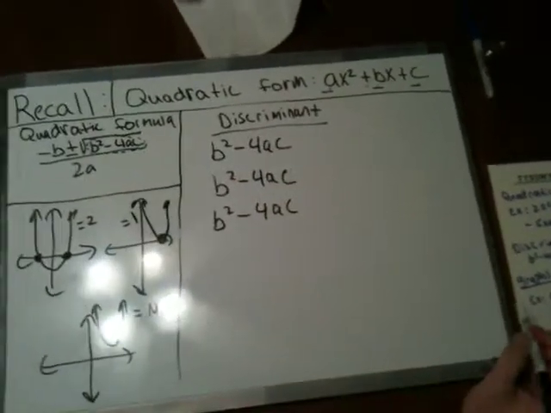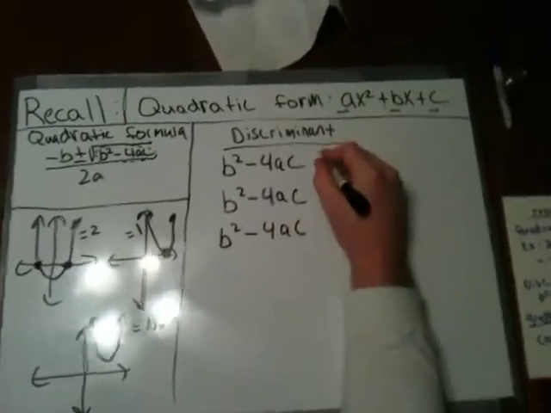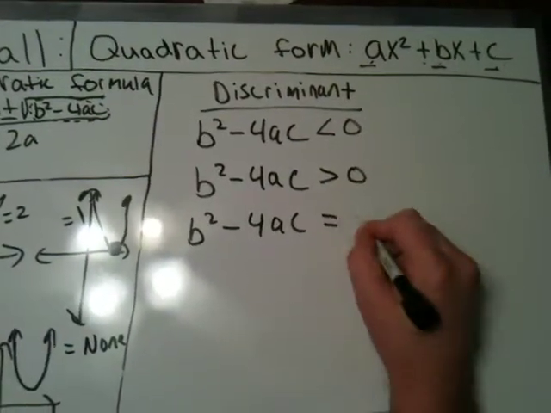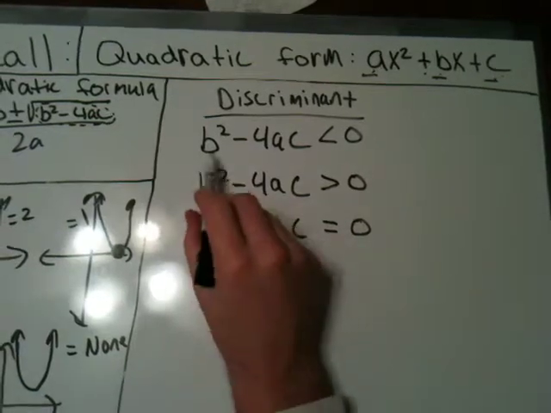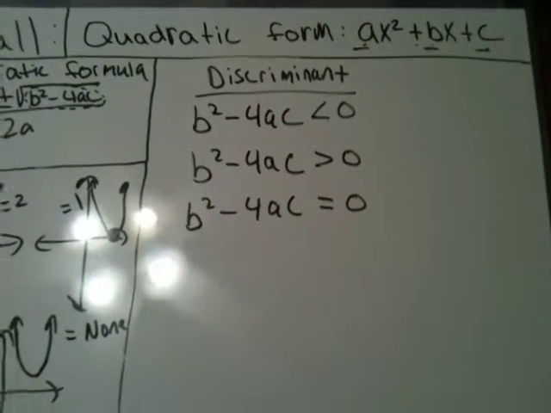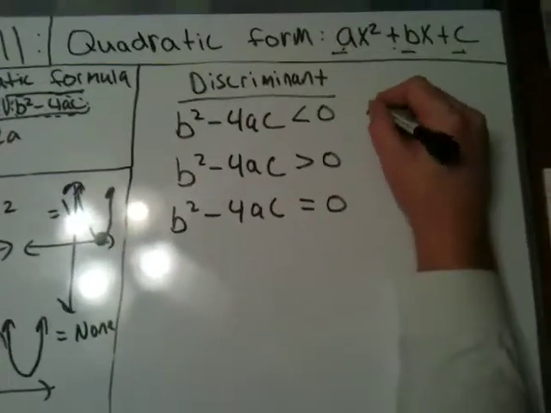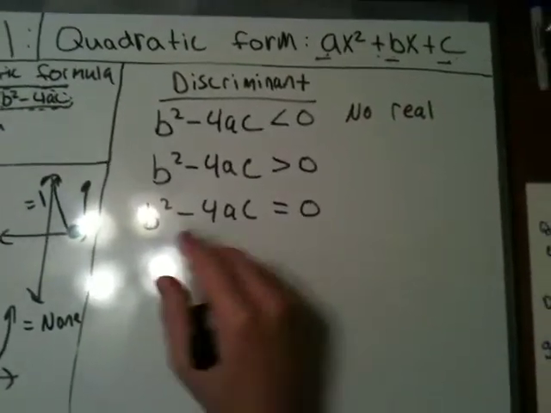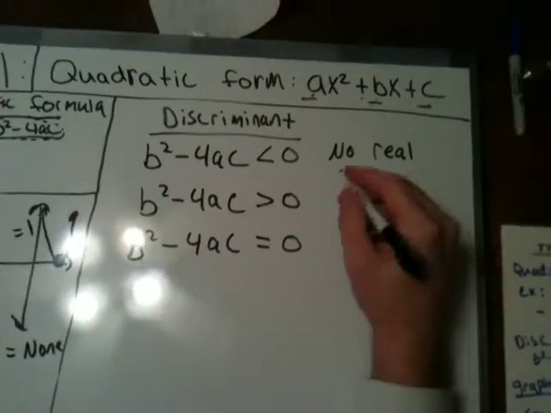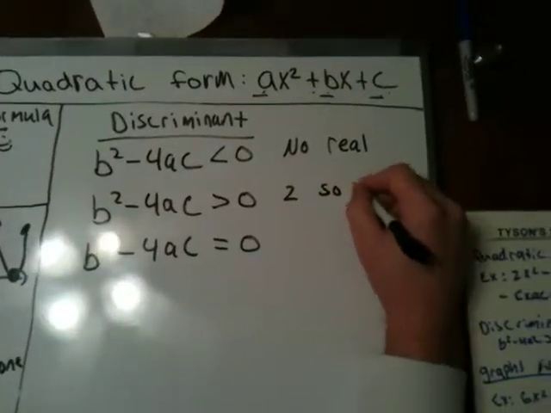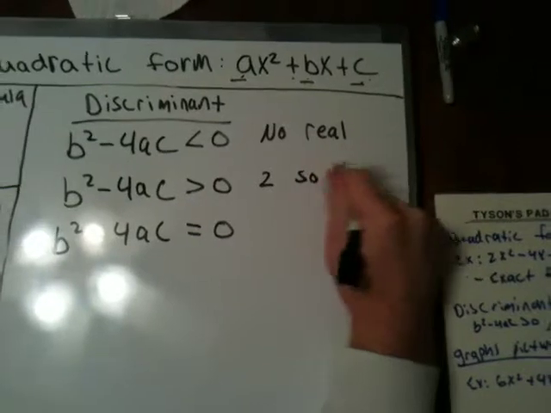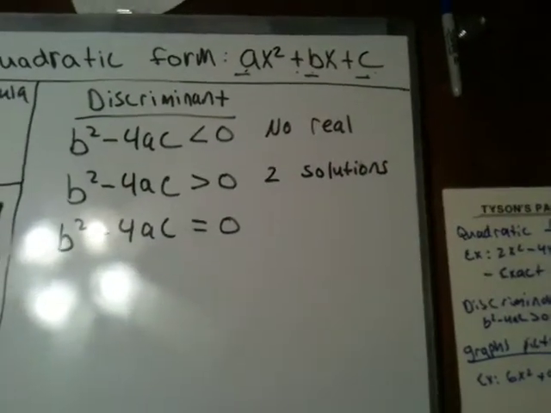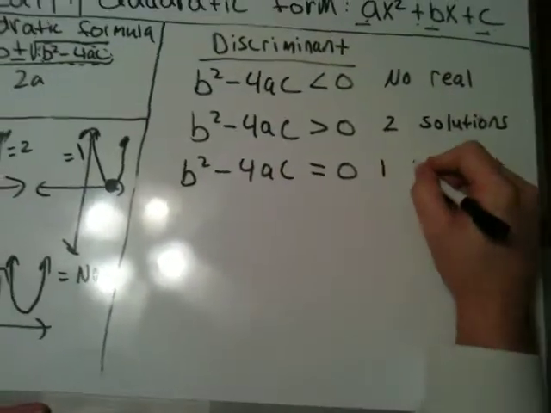We have 3 situations. Our b squared minus 4ac can be 3 things. It can be less than 0, greater than 0, and equal to 0. When b squared minus 4ac is less than 0, that means it's a negative number. That means no real solutions, or none. When it's greater than 0, that means 2 solutions. And when it's equal to 0, that is 1 solution.